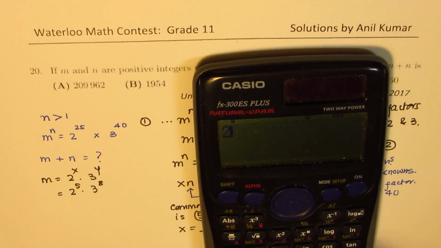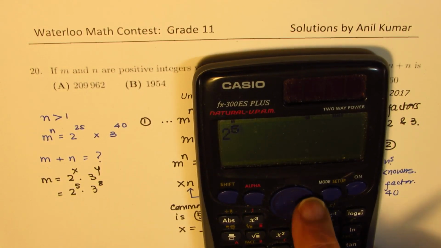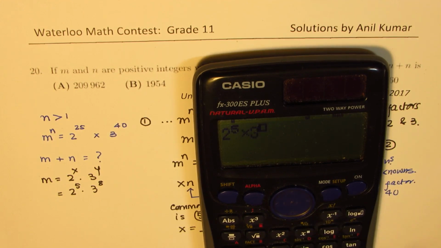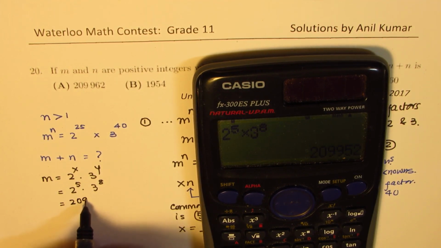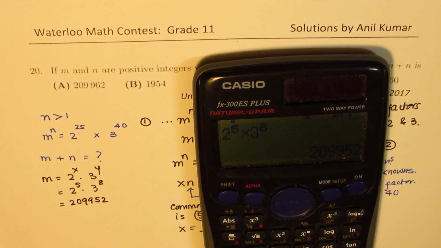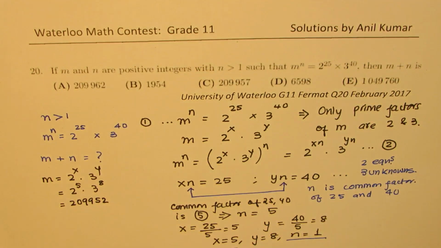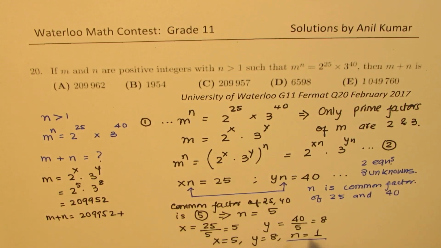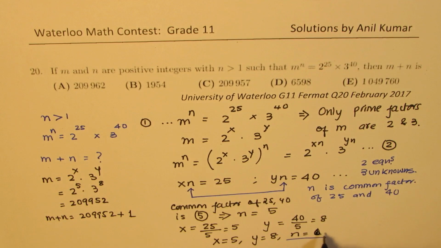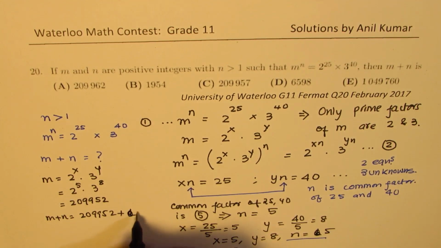So we have 2 to the power of 5 times 3 to the power of 8, and that is 209952. Perfect. So that is the value of m. And what is m plus n now? M plus n is 209952 plus the value of n, which is 5, not 1.